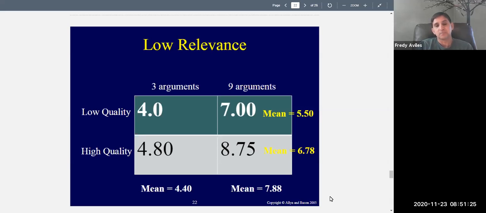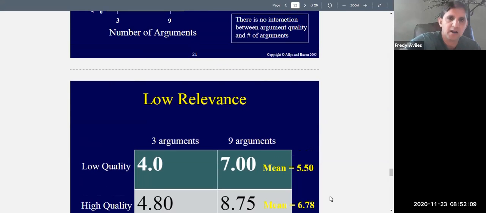Now, is there an interaction? Let's look at the difference. The difference between those numbers there, 4 and 4.8, difference is 0.8. 7 and 8.75, the difference is like 1.75, right? 0.8 versus 1.75, not really that big of a difference, believe it or not. No interaction there when you compare the differences for 3 arguments and 9 arguments, right? Look at the numbers there. Compare the difference between 4 and 4.8, 7 and 8.75. There's not that much of a difference between those differences. That means as you go from 3 arguments to 9 arguments, it's not really much different.